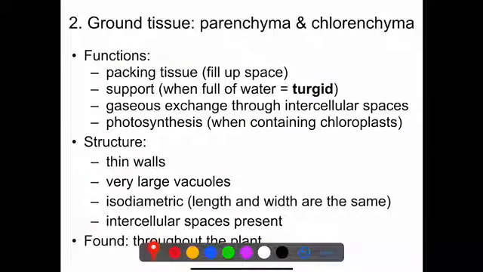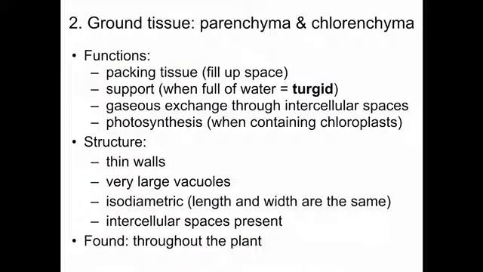All right, ground tissues. Parenchyma are probably the most predominant ground tissue, and there is a specialized type of parenchyma that we'll talk about in a moment called Chlorenchyma. So the function of parenchyma is that it is a packing tissue. It fills up space, and it has a pretty important function in that when it is full of water, when the vacuole is nice and full, we call that condition turgid, and that turgid condition supports the plant.